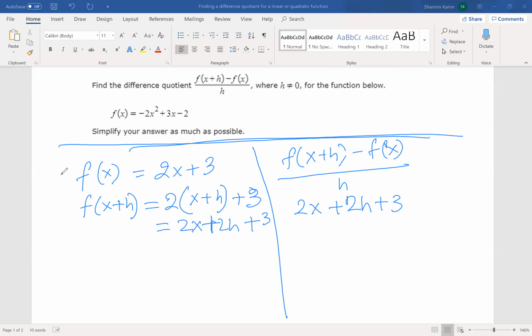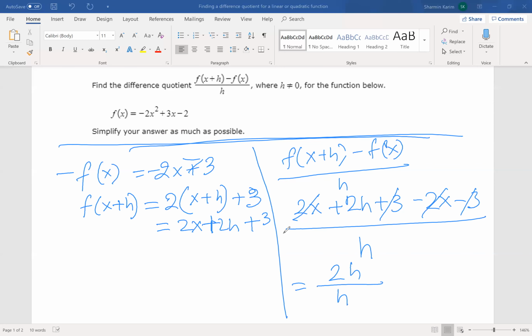And then if we make negative f of x, this will be negative, this will be negative. So minus 2x minus 3 over h. Now positive 2x cancels with negative 2x, positive 3 cancels with negative 3. We have 2h in the numerator and h in the denominator. So the h's cancel each other. So the answer will be 2 for this one.